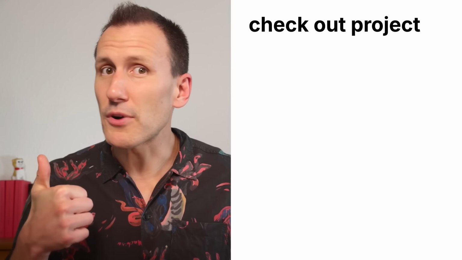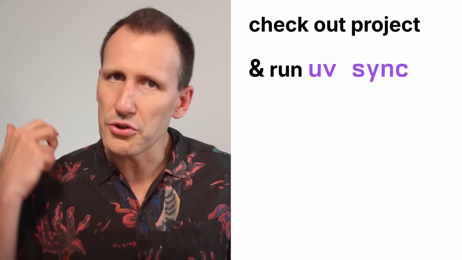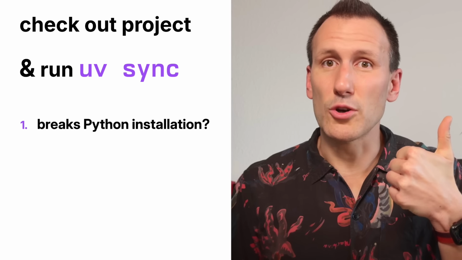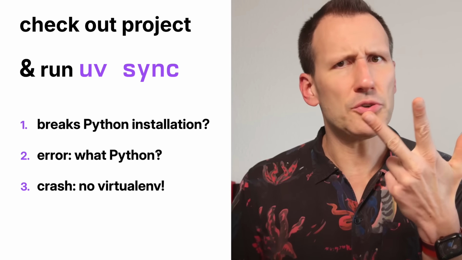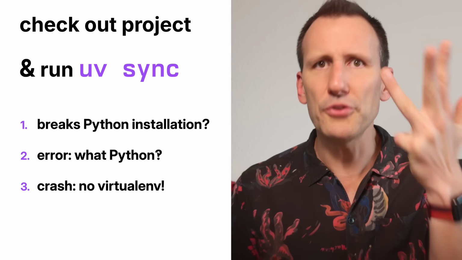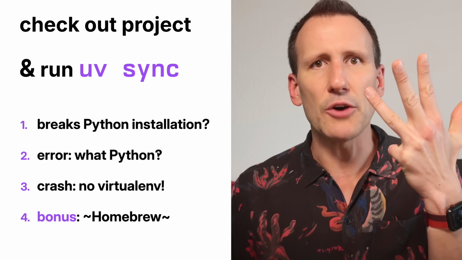But what sets them apart is that these are high-level features. And you can see how important they are to Astral because they put them right into the top-level namespace of uv. And since they're high-level, they do what one would expect them to do, what the correct thing is to do. So for instance, if you check out a uv-based project and change into its directory and call uv sync, what happens? Does it break your global Python installation? Does it error out because it doesn't know what Python to use? Does it crash because there is no virtualenv? Or bonus option, does it error out opaquely because Homebrew updated something?